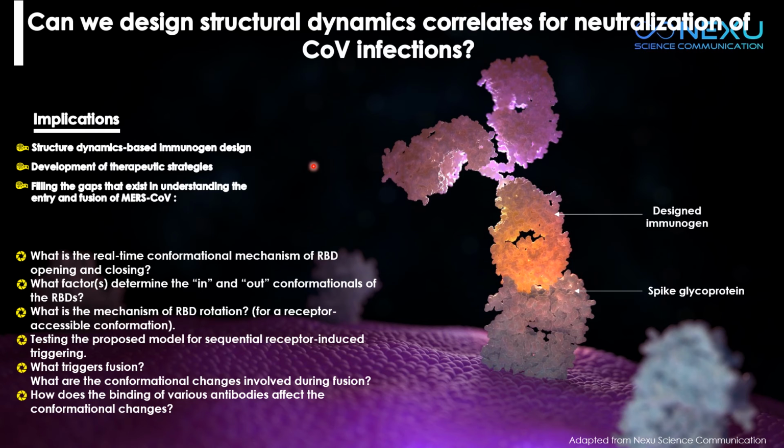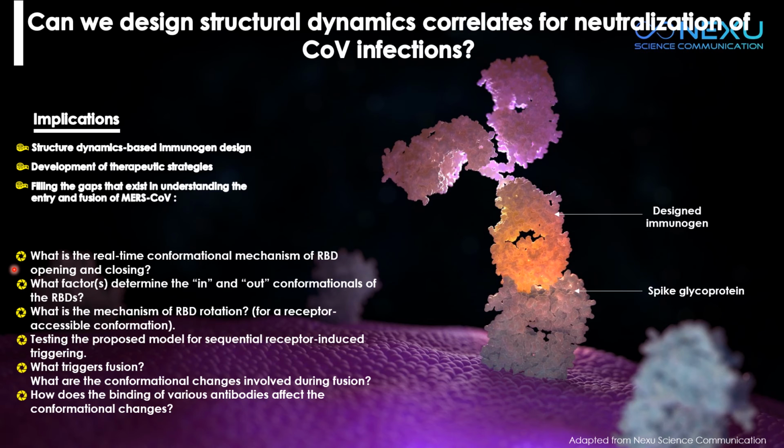So the first will be structural dynamics based immunogen design, and once it has happened, different kinds of therapeutic strategies can be developed. And the most important implication will be filling the gaps that exist in understanding the entry and fusion of MERS-CoV or any other coronavirus for that matter. So there are a number of questions which need to be answered in order to reach that stage where we can actually think of designing structural dynamic correlates for neutralization of CoV infections.